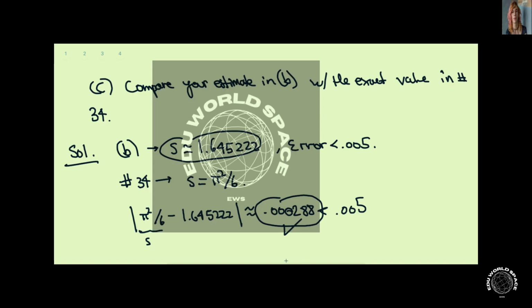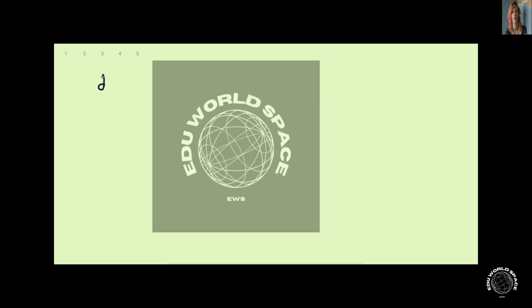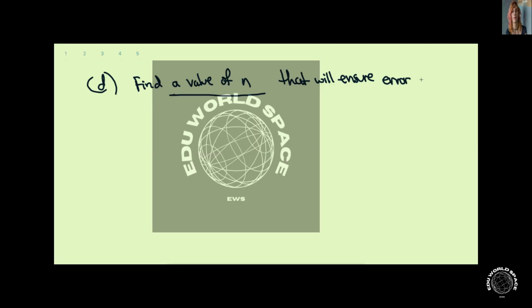Okay, so we have one more part here, part D. This will be the final part. This is where we'll find a value of n. You just need one value that'll ensure that the error in the approximation is less than 0.001. Okay, so solution. Well, we don't want to use n equals 10 anymore because that's not a good enough approximation.